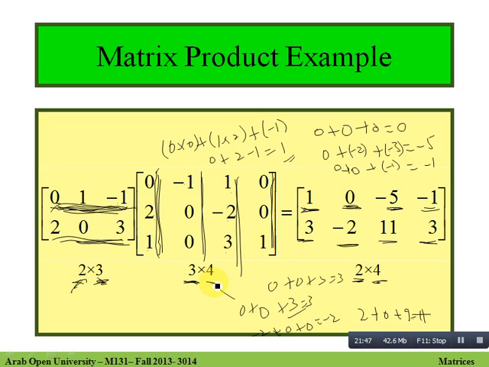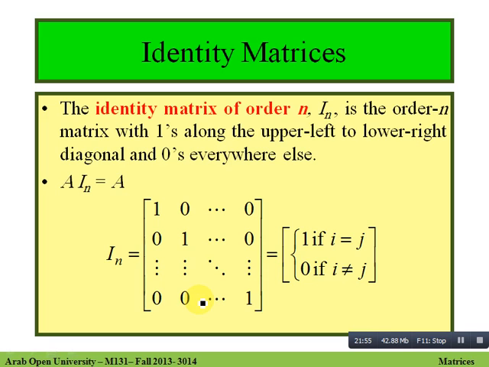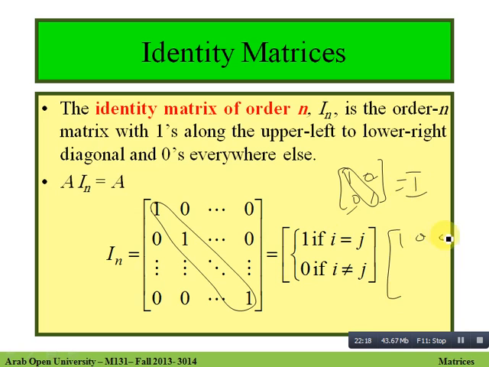And the condition to multiply is that the number of columns of the first matrix should be equal to the number of rows of the second matrix. The next is identity matrix. Any matrix whose diagonal elements are 1 and the rest of the elements are 0, we call that an identity matrix. For example, 1 0 0 1. If you see the diagonal elements, and they are 1 and the rest are 0, then we say that it is an identity matrix. Or for example, 1 0 0, 0 1 0, 0 0 1, we say this is an identity matrix.